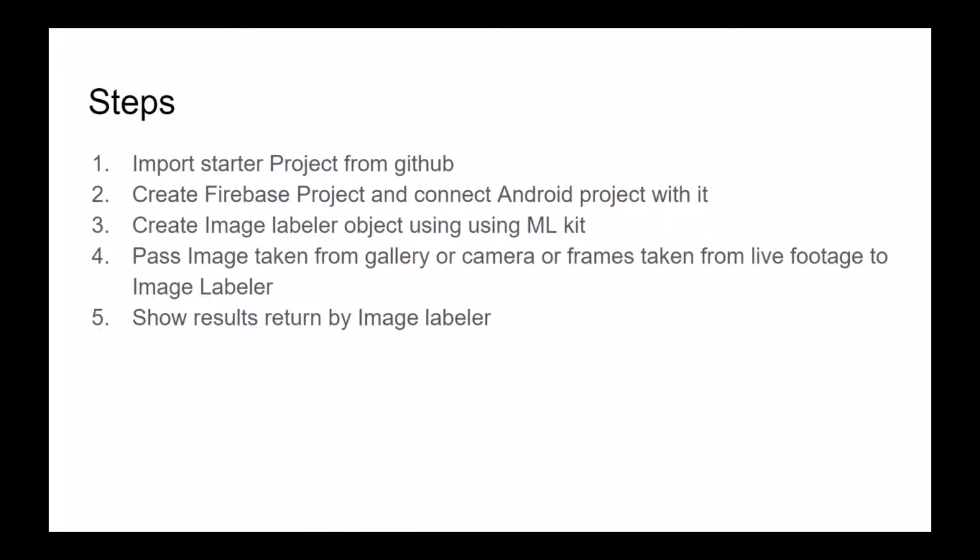Then the result returned by the model will be shown to the user. So these are the 5 steps we are gonna follow to build our image labeling application in this section. This section involves building 2 very exciting applications. So let's begin.